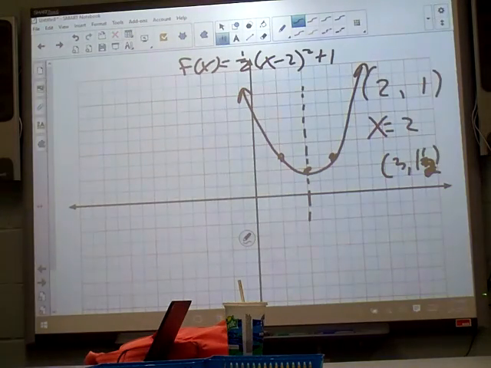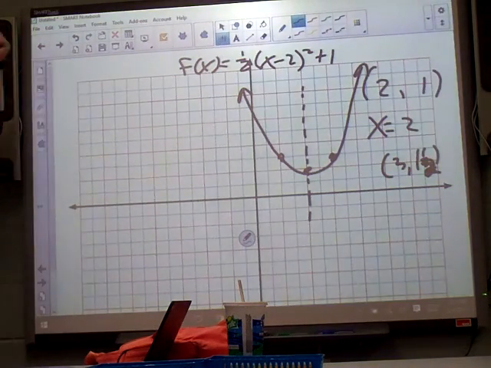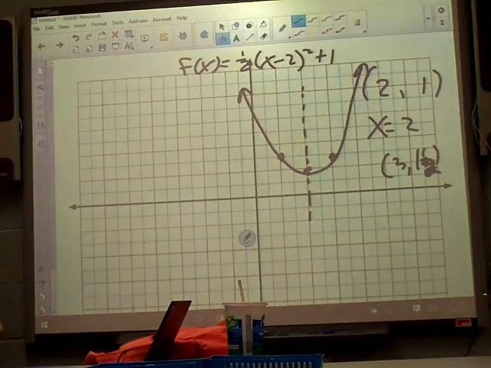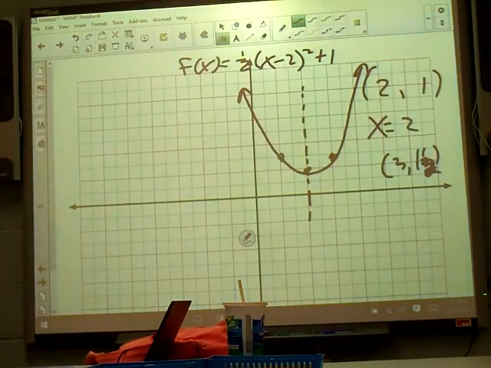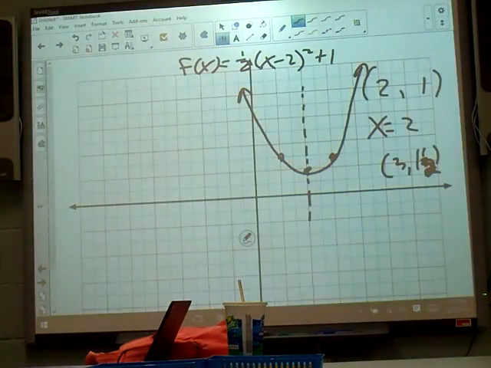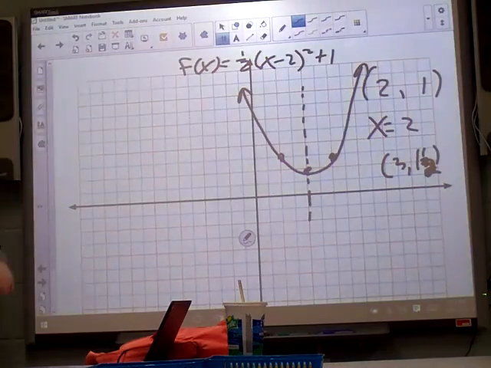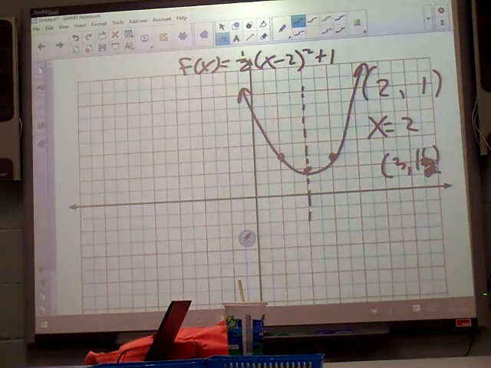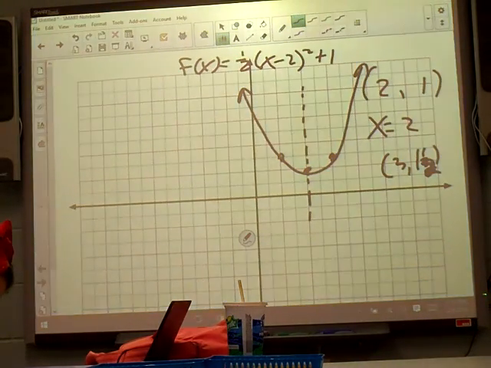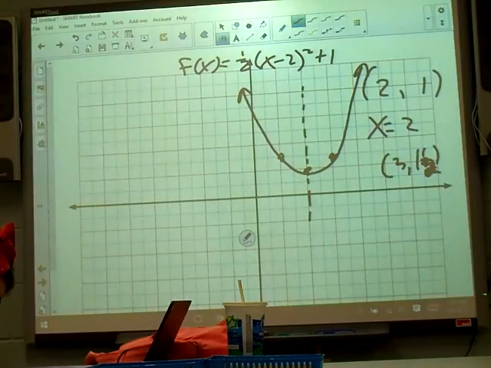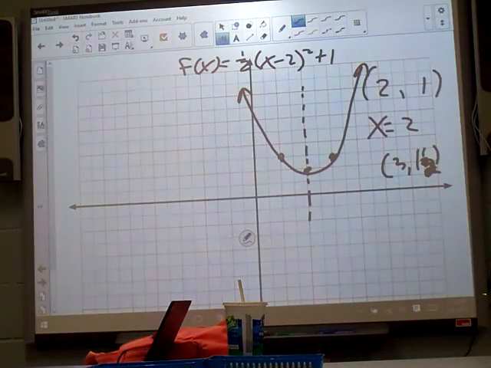Domain, it's the same. What is it? Negative infinity to infinity. What about range? 1 to infinity. 1 to infinity and beyond. Good job. Good review there on some characteristics of some quadratics. Okay, this is what you're going to answer for me.